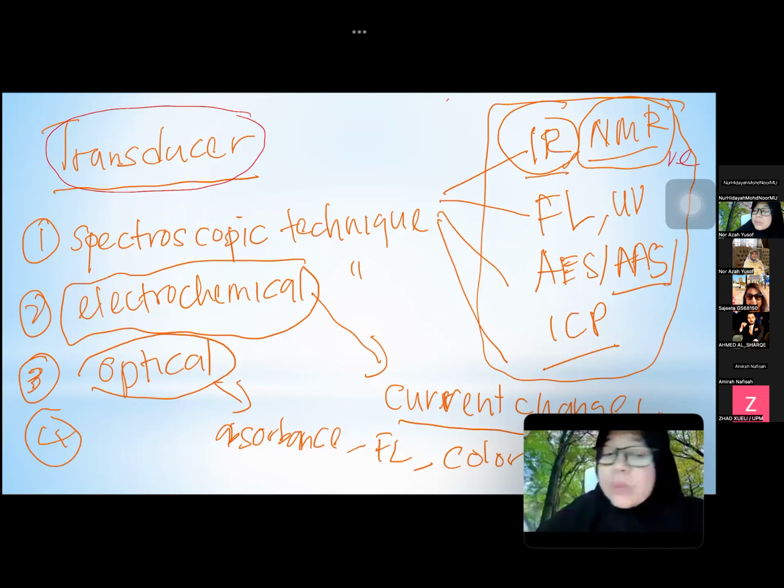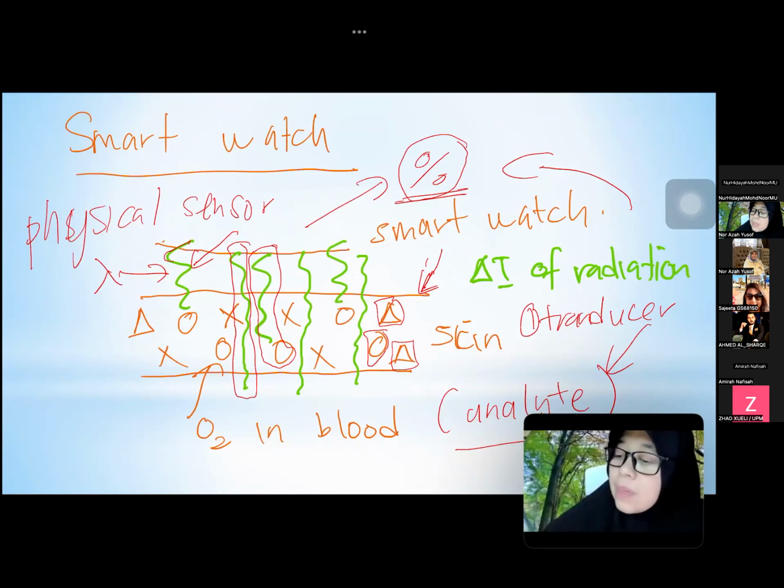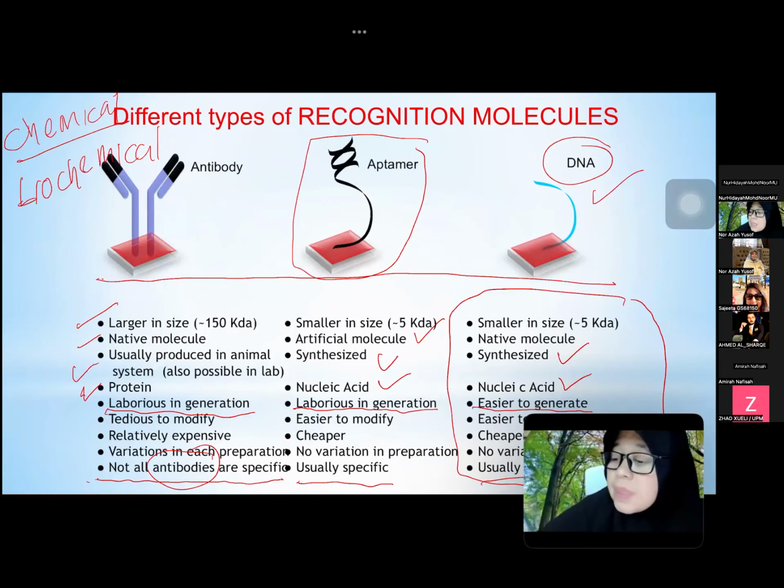So this one is last week, and I have given you the smartwatch example, and we have discussed the general difference between antibody, aptamer, and DNA. So these are, for those who are new here, what we call receptors. Examples of bioreceptors.